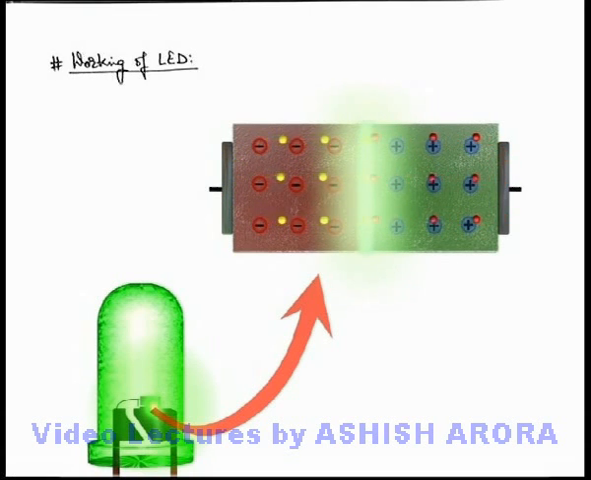Similarly, such semiconductors can be used to make LEDs in which the energy gap is of the order of a specific energy that corresponds to red light, yellow light or blue light, and the corresponding LEDs will glow in various colors. So this is the way a light emitting diode works.